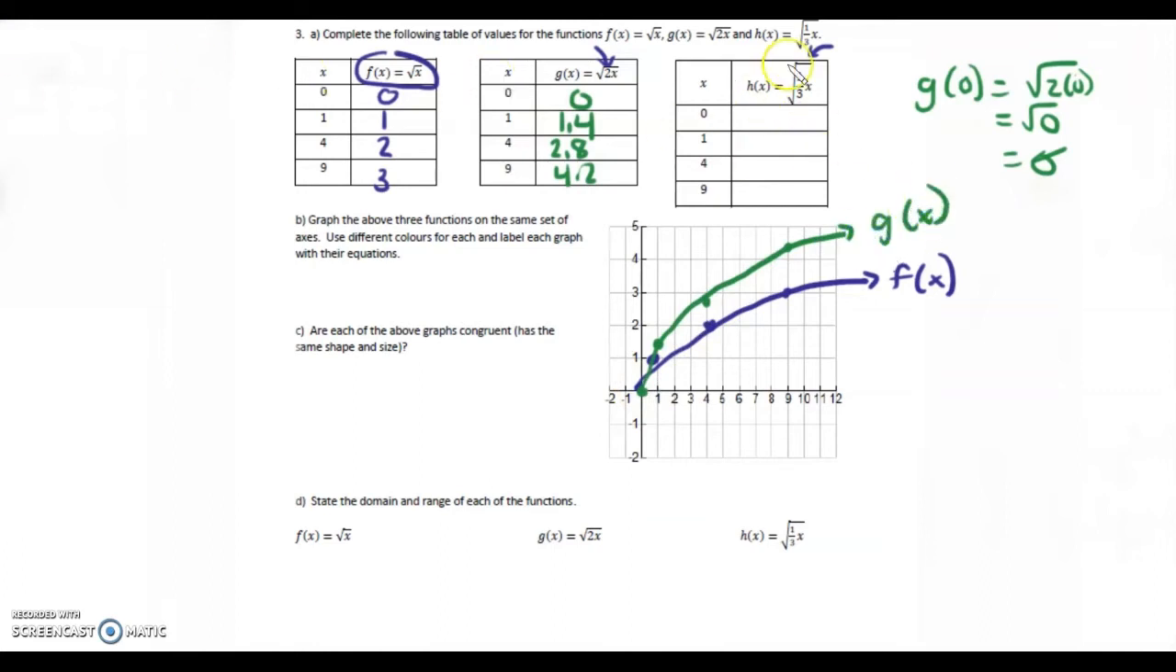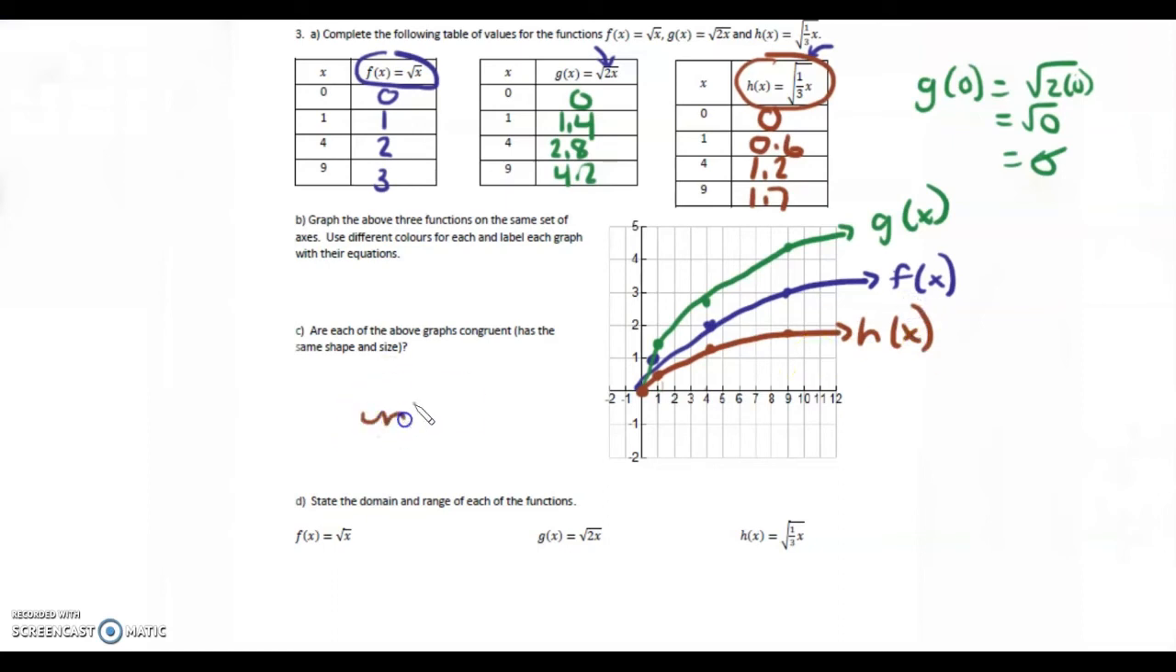Okay? And then the exact same idea for h at x. We'd have 0. We'd have root of a third, which is 0.6. I'm just going to round. We'd have root of 4/3, which is 1.2. And then we'd have root of 9/3, which is root 3, which is 1.7. Okay, so let's plot that too. 0, 0, the same thing. 1, 0.6, 4, 1.2, and then 9, 1.7. Okay, and then this is h of x.